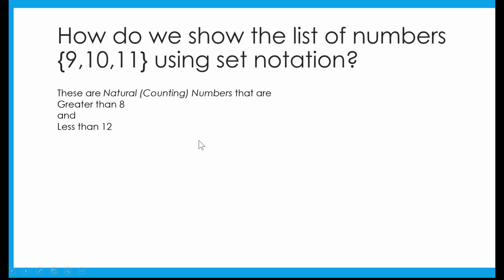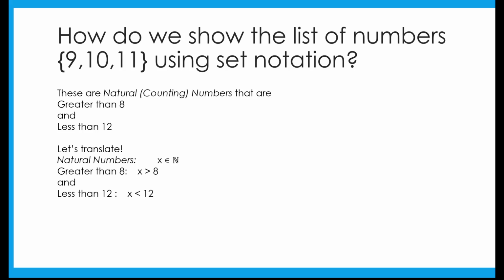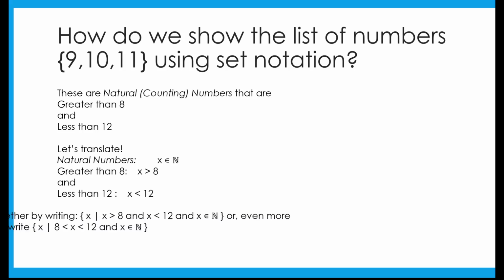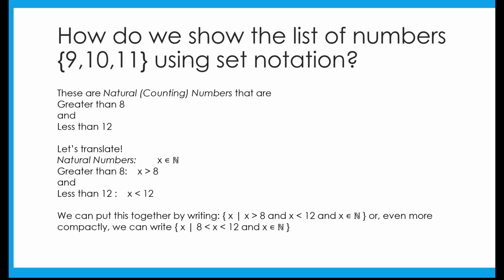So let's translate this. It translates as natural numbers, counting numbers. We have to say x is an element of the natural numbers or counting numbers, x is greater than 8, and less than 12. And there you go. If you just put that together, you're fine. But we can write it as x is greater than 8 and x is less than 12 and x is an element of N. But if you want to write it more compactly, you can do this compound inequality thing, which I will take apart and explain piece by piece now.